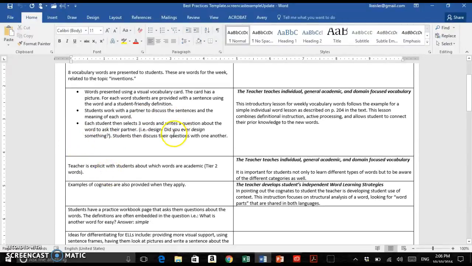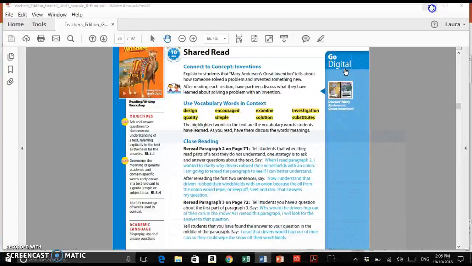So now what I do is I want to look at that activity and I want to say to myself, okay, is this a best practice?